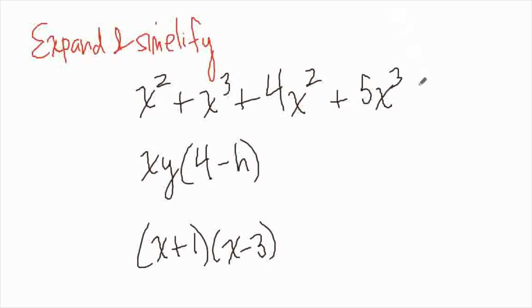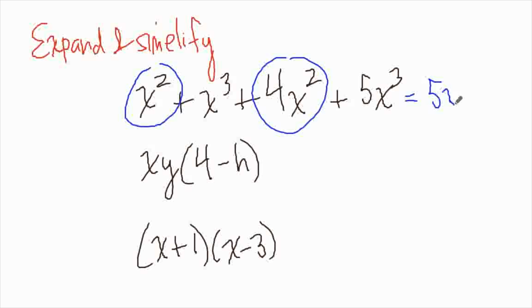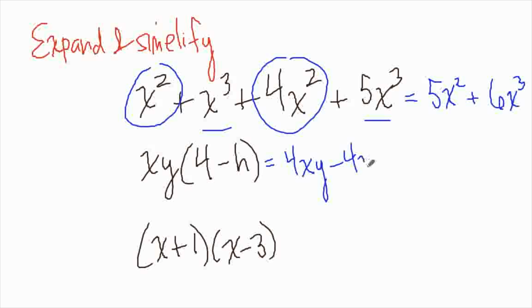All right, so for the first one, again, remember we can only combine like terms, so I'm going to add those that I've circled. That's going to give 5x squared, and then I'm going to combine those that I've underlined, and that's going to give 6x cubed. The second one, I'm going to multiply the outside by every guy on the inside, taking care to handle the minus correctly, and that's going to give me that. And then the last one, I'm going to do FOIL.